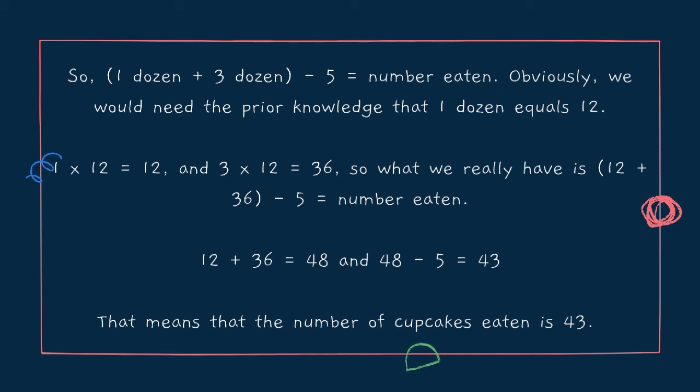Obviously, we would need the prior knowledge that 1 dozen equals 12. 1 multiplied by 12 is 12 and 3 multiplied by 12 is 36. So what we really have is 12 plus 36 minus 5 equals the number eaten. 12 plus 36 equals 48. 48 minus 5 is 43. That means that the number of cupcakes eaten is 43.